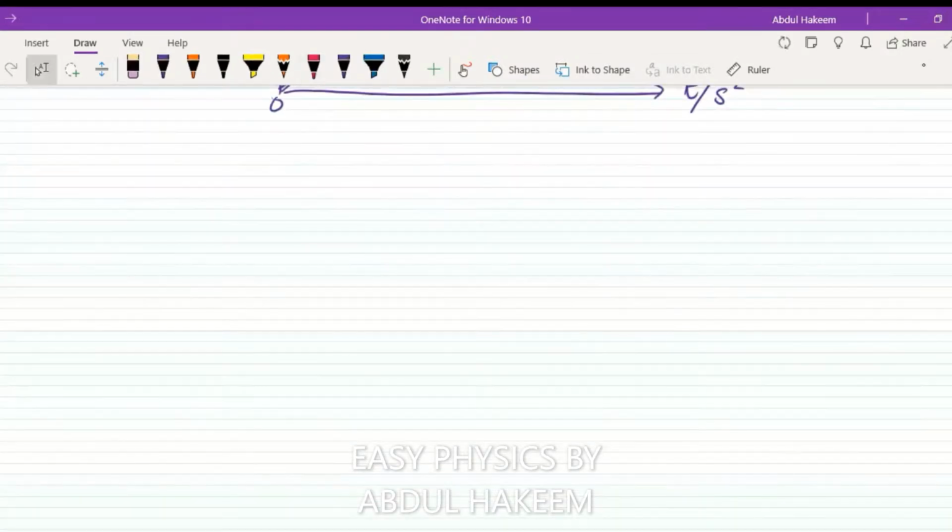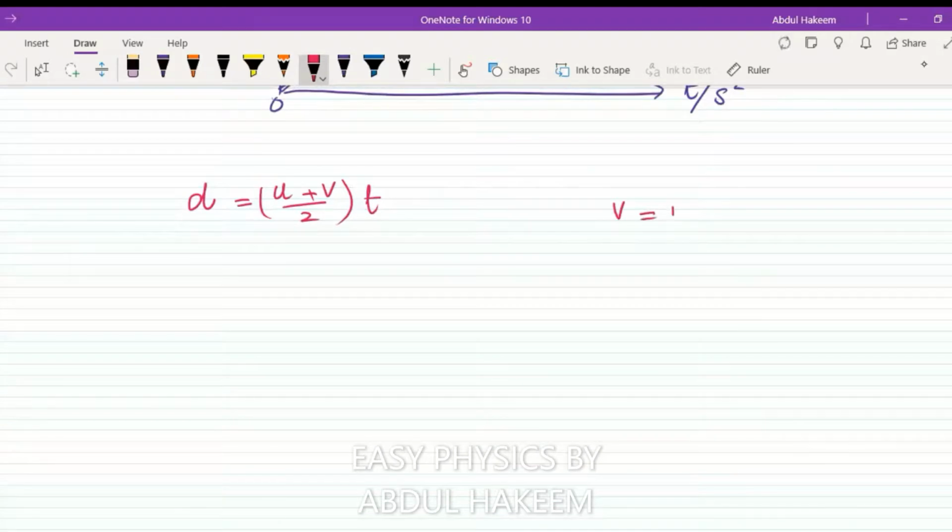Now move to the next. Again, the basic equation is (u plus v) divided by 2, times t. And your first equation is v is equal to u plus at.